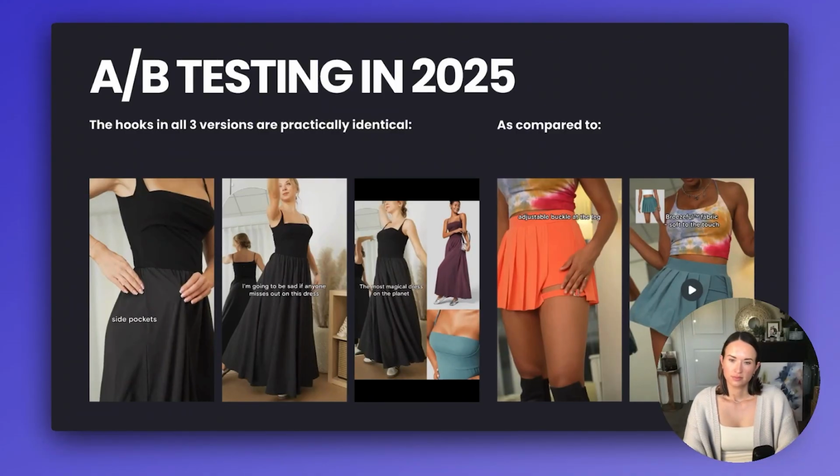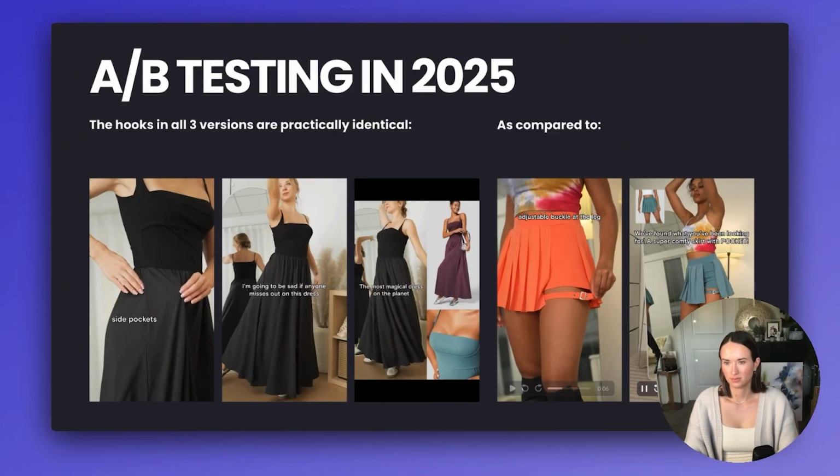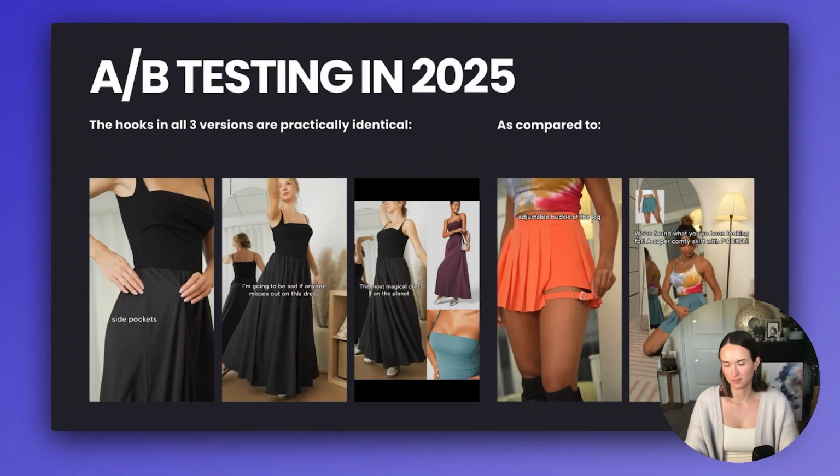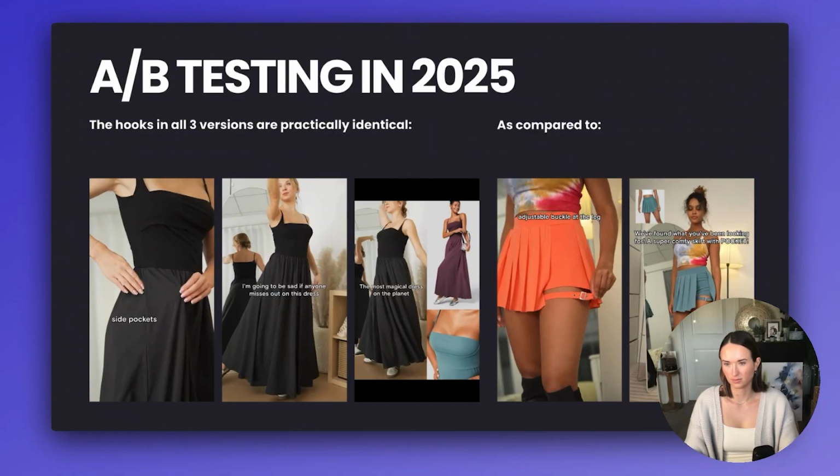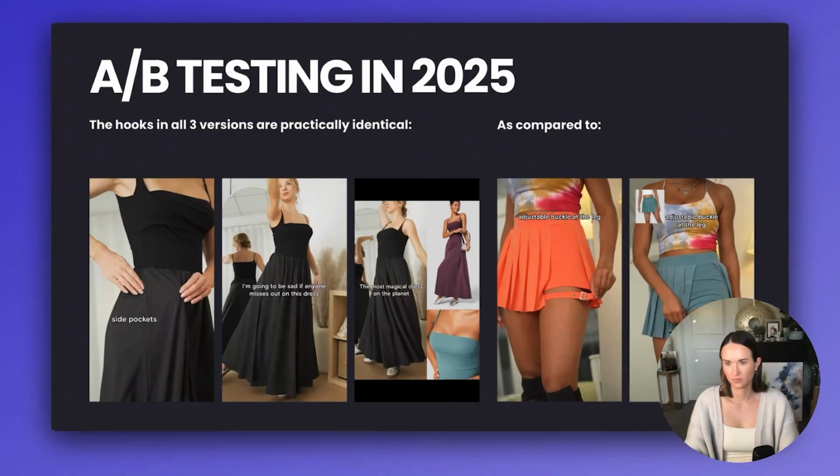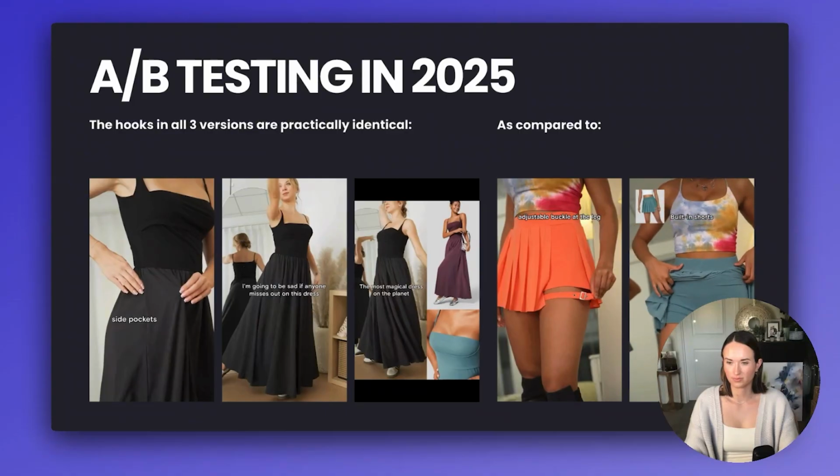Side pocket, adjustable buckle at the... We found what you've been looking for, a super comfy skirt with pocket. Side pocket, adjustable buckle at the leg, built-in shorts.